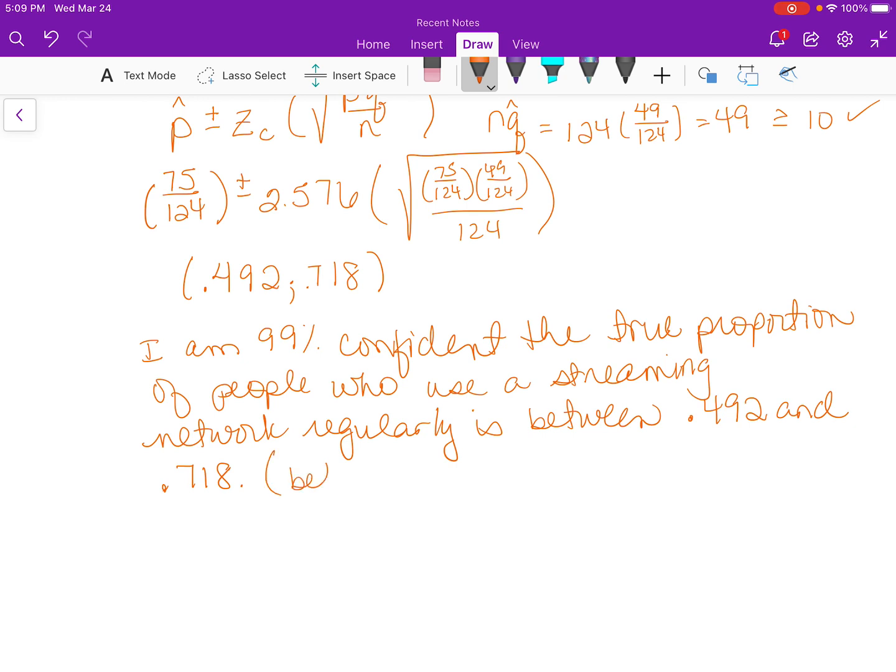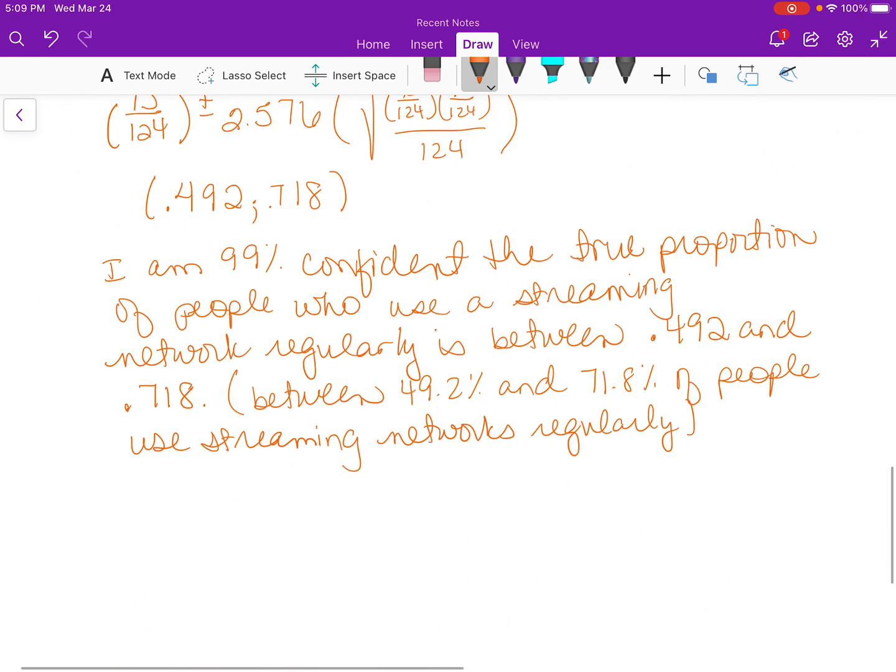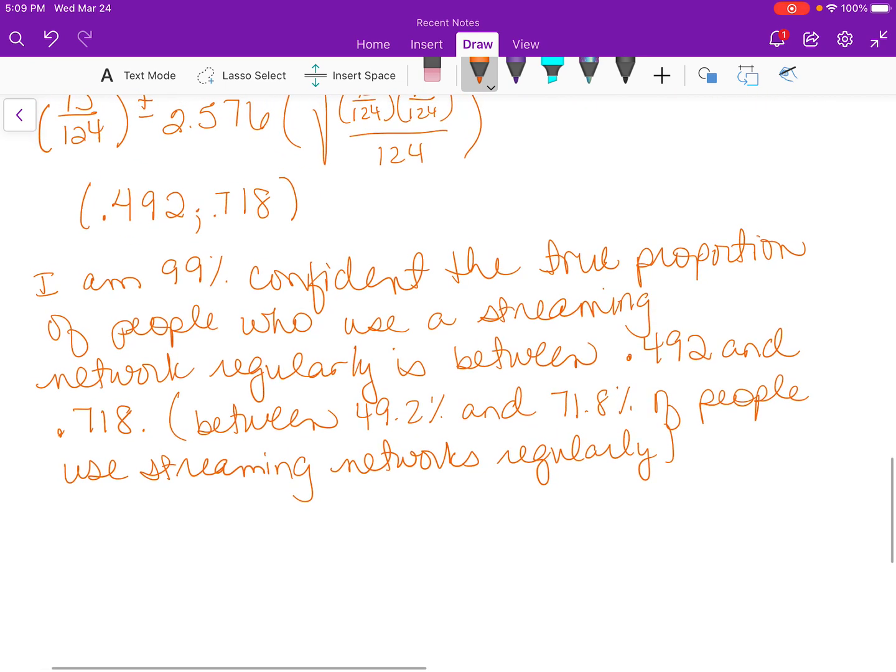So between 49.2% and 71.8% of people use streaming networks regularly. And we normally do the proportion in decimals, but if you were talking in terms of what this means realistically, someone might understand it in percentages a lot easier than they do in proportions.